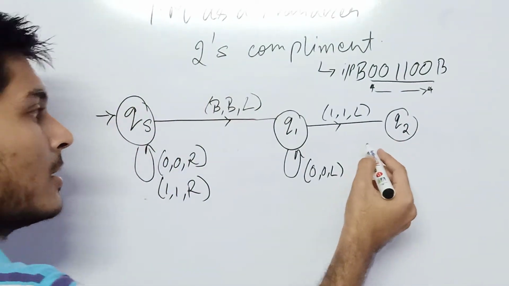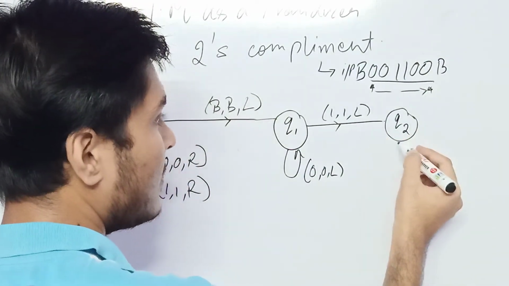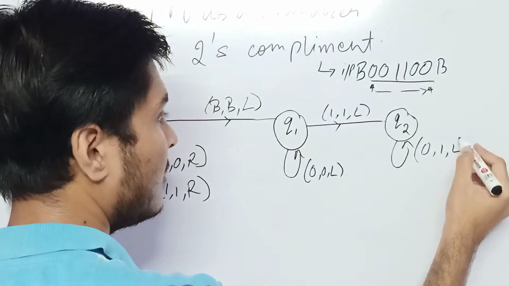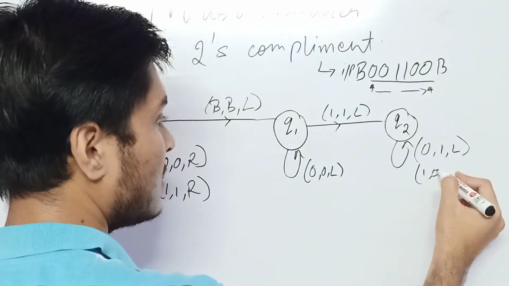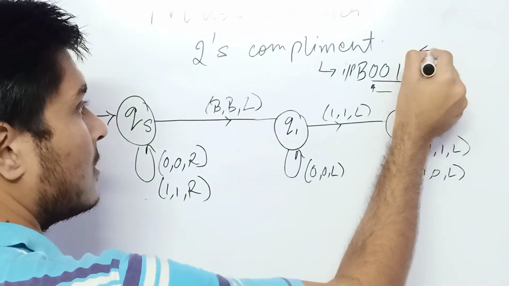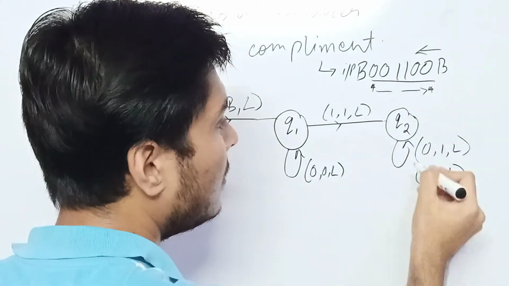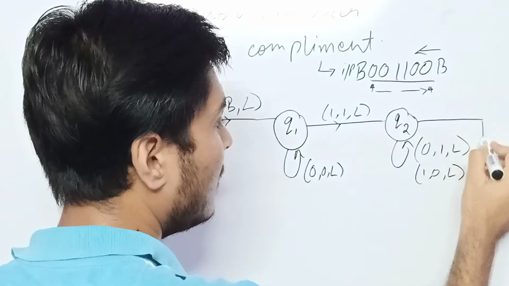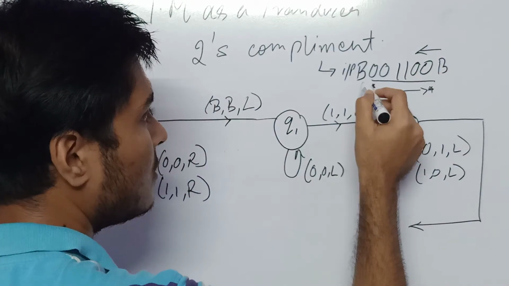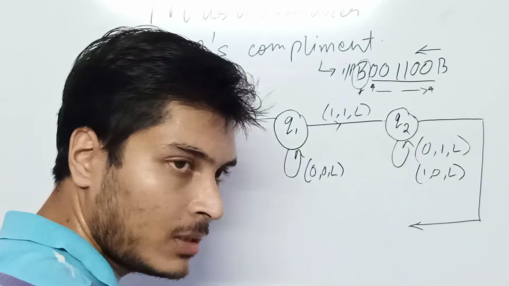So keeping it as 1, going to a new state Q2, now what happens is we change every 0 to 1 and move left, and every 1 to 0 and move left, because now we are just going backwards. So we are done with this. Now we are going to move left until we encounter the blank.